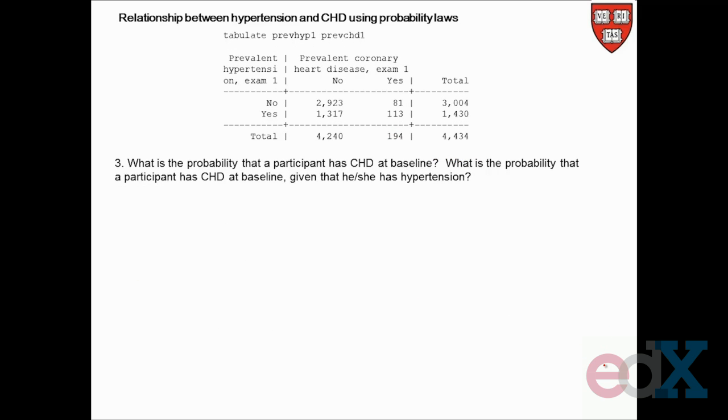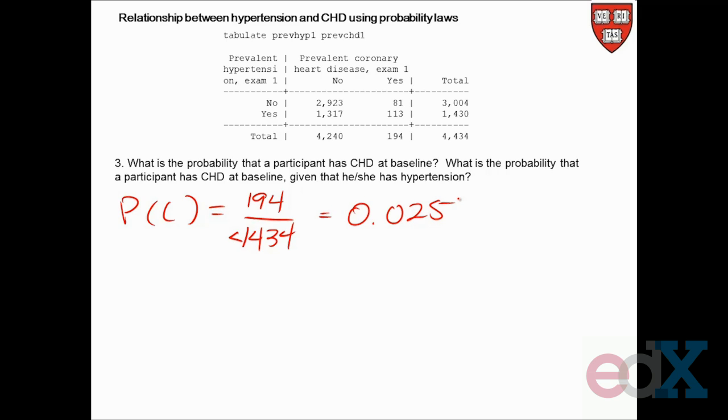Next, we're going to examine the probability that a participant has CHD at baseline, and then look at the probability that a participant will have CHD at baseline given that he or she has hypertension. So first, we've seen several times in this question that the probability of CHD at baseline is equal to 194 over 4,434, which is equal to 0.025.